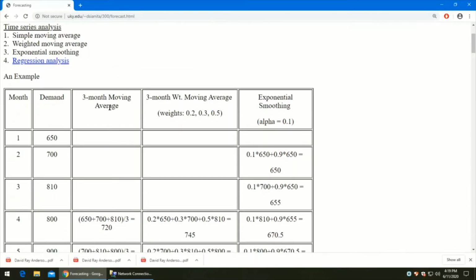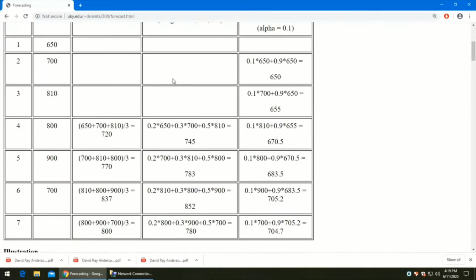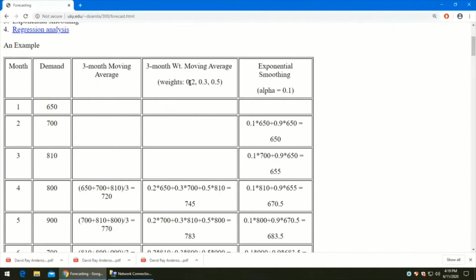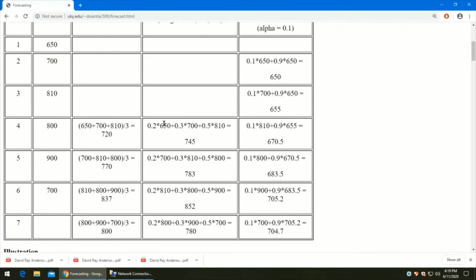Now the other concept is the 3-month weighted moving average. In this case, you already have the demand with you, and now I say that the weights are 20%, 30%, and 50% for the 3 months. So the first month that you are including would have 20%, and this would remain constant irrespective of the month in which the quantity is demanded.